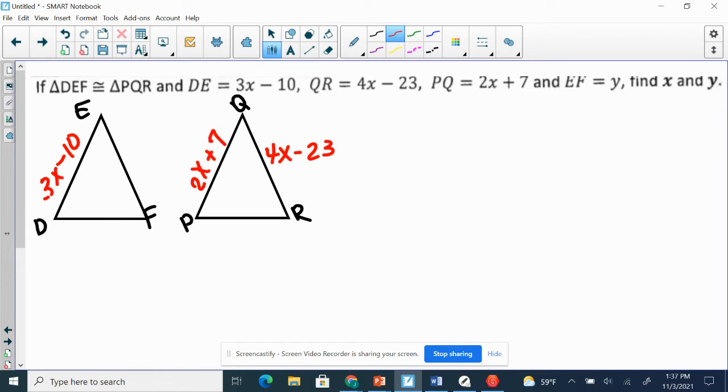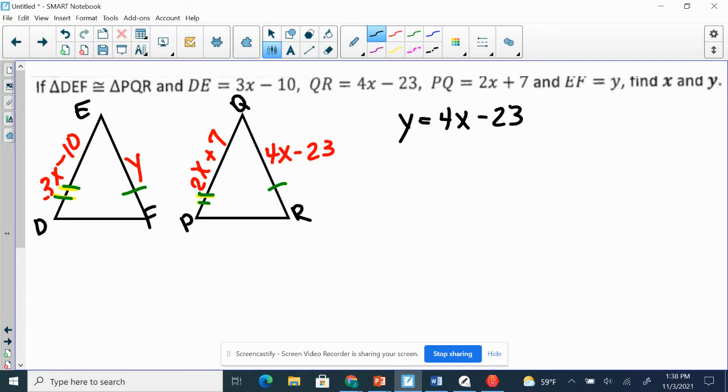And then EF is equal to Y. Now, we have two variables. We know that DE is congruent to PQ, and we know that, sorry, the yellow doesn't look like it's showing up very well, EF is congruent to QR. When choosing what to do, setting this equation up as Y equals 4x minus 23 is not going to get you a final answer because you have two variables.